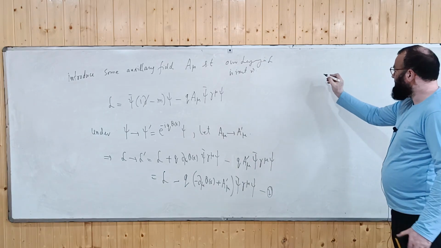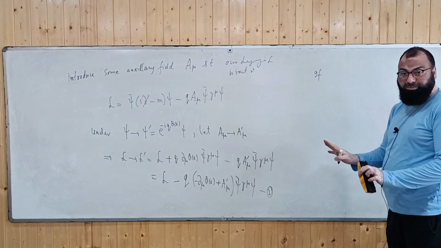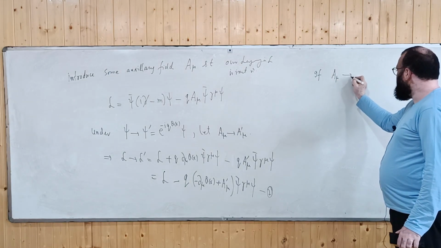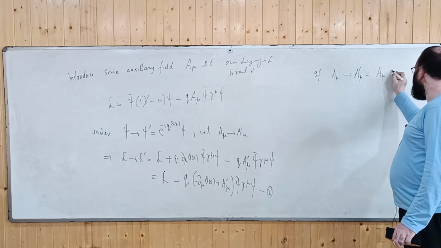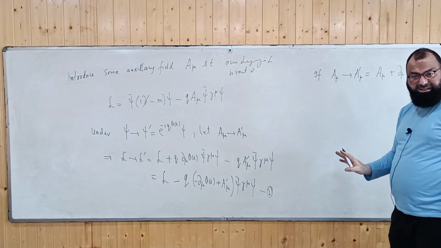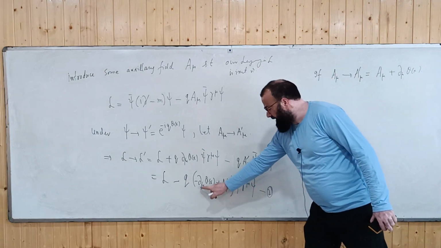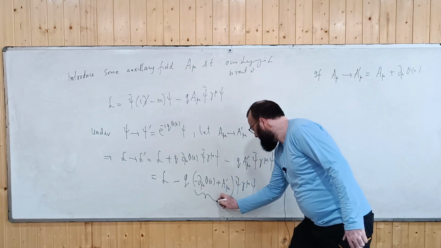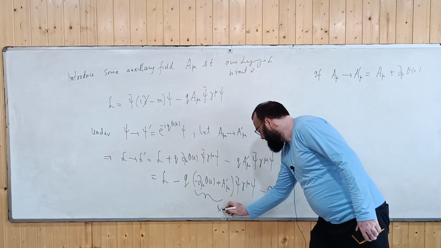What I need to figure out is the transformation rule for A. So what I am saying is, if A mu goes to some A prime mu, which I don't know, let's write it in terms of A mu plus some partial mu theta of x. So what does it mean? Then this A prime minus partial is simply A mu. So this object is simply A mu.